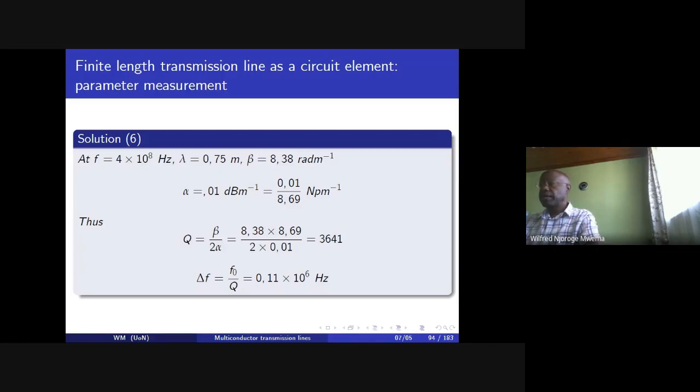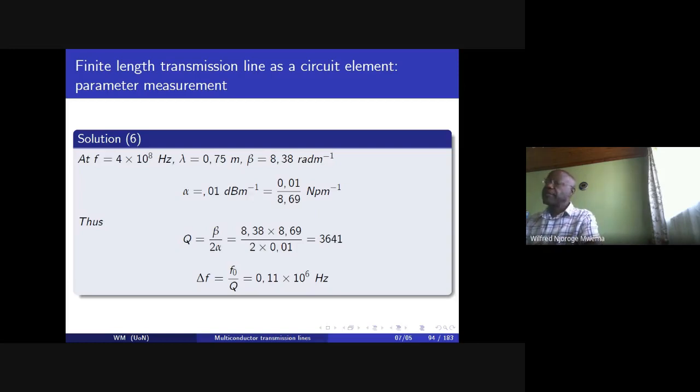And the Q is therefore going to be given by beta over twice alpha, and this is going to be given by 8.38 times 8.69 over 2 times 0.01. That's why I didn't complete the value expression for alpha, and we get a value of 3641. Okay, that is dimensionless because it's a ratio, and delta F is going to be given by F naught over Q, which is equal to 0.11 megahertz.